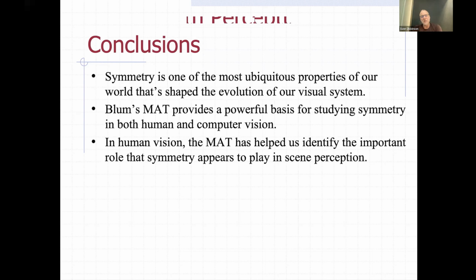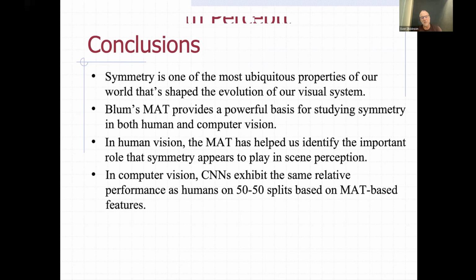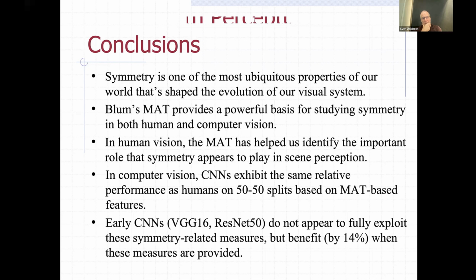We saw in the human vision side that the medial axis transform helped us identify the important role that symmetry plays in human scene categorization. And on the computer vision side, we found, surprisingly, that CNNs exhibit the same relative performance as humans do on these 50-50 splits based on this collection of medial axis-based features. We also showed that these early CNNs, without being explicitly trained to exploit that symmetric information, don't fully exploit the symmetry information in the image, but can benefit significantly by up to 14% when we compute these measures and use them to weight the input features, namely the contours, to the CNN.